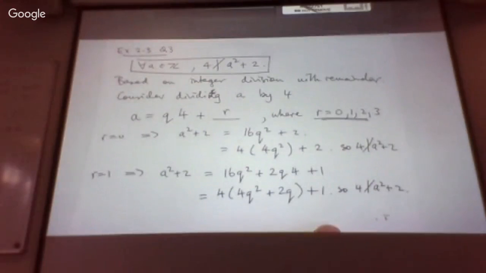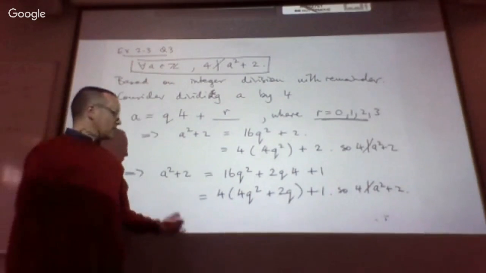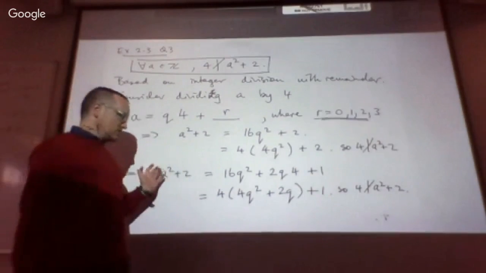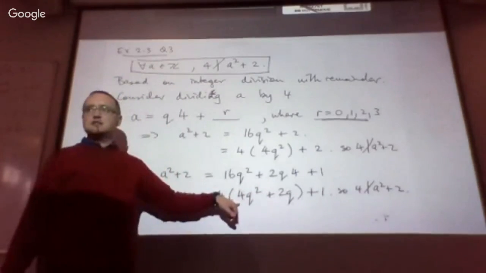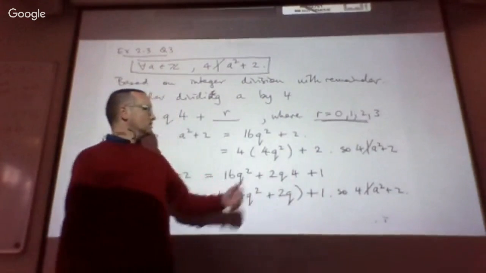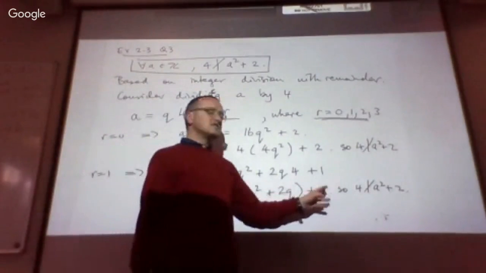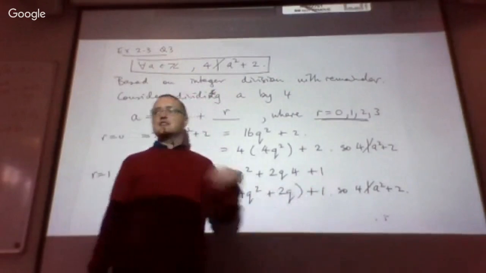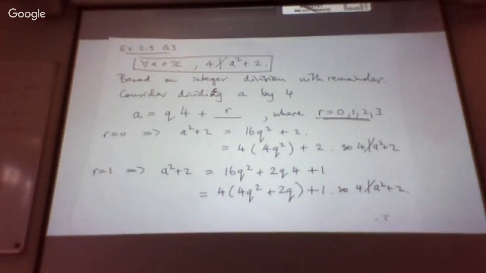You get the idea. We've got two remainders left to look at, 2 and 3. So you can just check them in a similar way. In both cases, when r is 2 and when r is 3, you'll be able to express a squared plus 2 as some multiple of 4 plus a remainder. Now you must be sure that this is an integer here. 4q squared plus 2q is an integer because q is an integer. So some integer multiple of 4 plus, and as long as you have a non-zero remainder each time, then you don't have divisibility by 4. The idea?